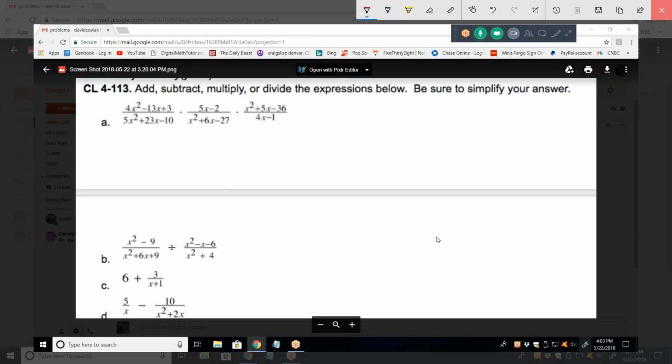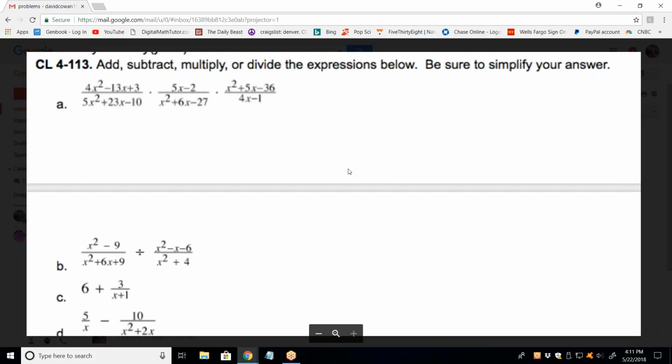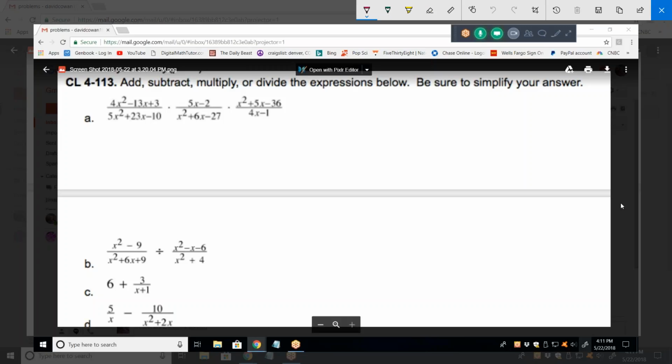Let me scroll up a little bit here. Easier said than done. That's okay. We'll do B. I'll just start writing up high. All right. What are we going to do with this? Turn it to a multiplication sign and then flip the second term. Flip and multiply. Okay. So let's start factoring that.